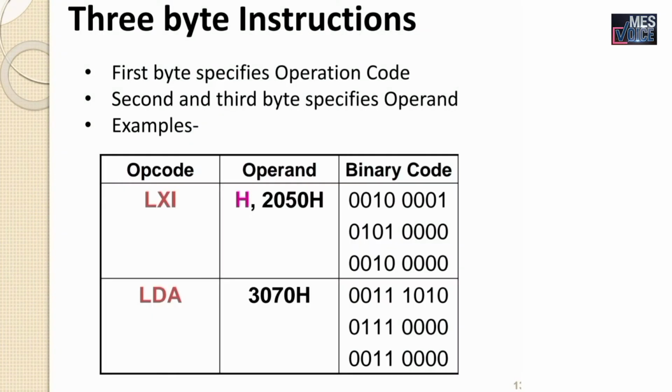Next is 3-byte instructions. In 3-byte instructions, first byte specifies the opcode and second and third byte specify the operands. For example, the instructions LXI H,2500 and LDA 3070 are 3-byte instructions. These instructions use the first byte to represent opcode and second and third byte to represent the 16-bit address given in the instruction. Binary code of these instructions are also specified in the table.